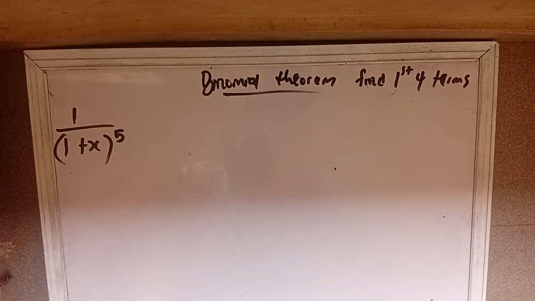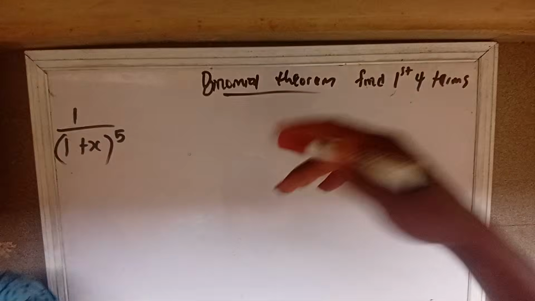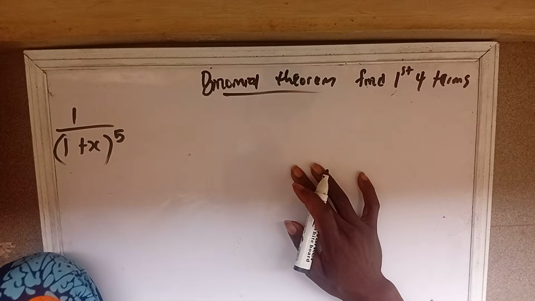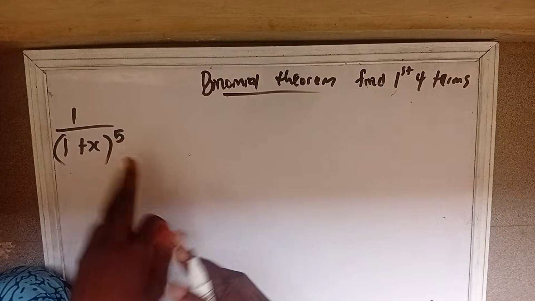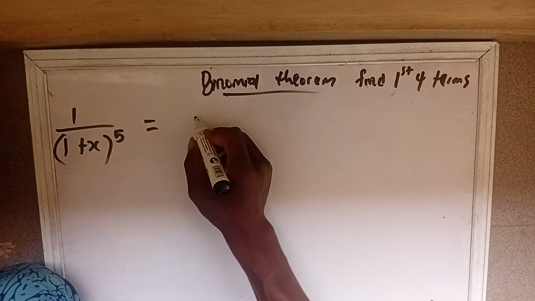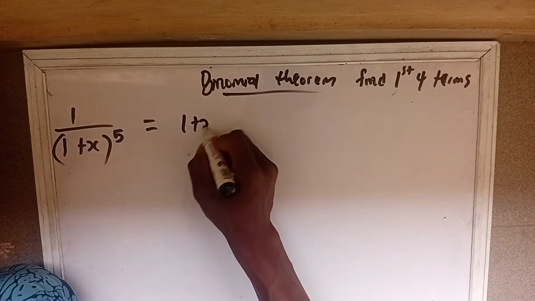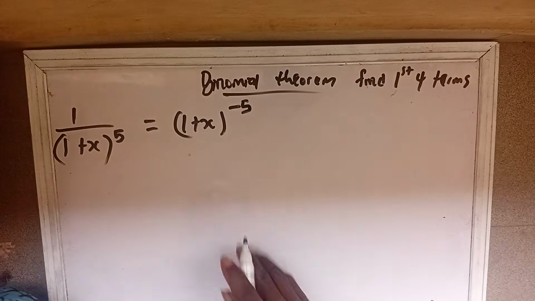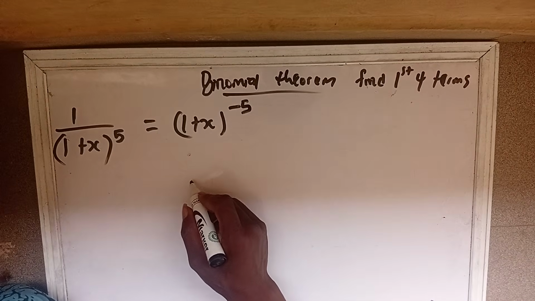Hello guys. So let's quickly deal with binomial expansion with some probably negative roots, or rational roots. It depends. So for this one now, this can be written as 1 plus x raised to the power minus 5. Now I want to generalize a formula.